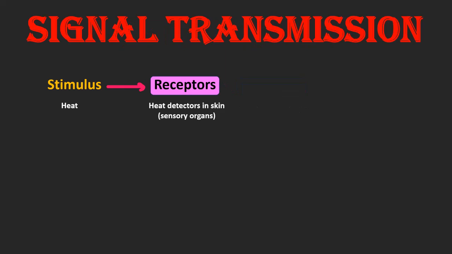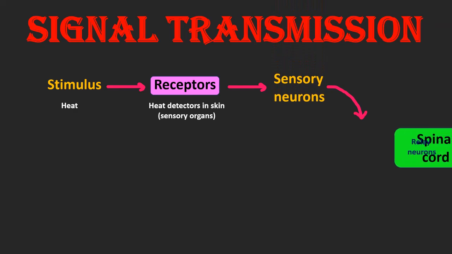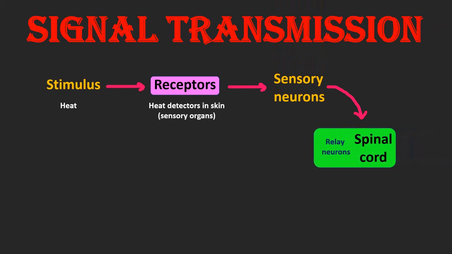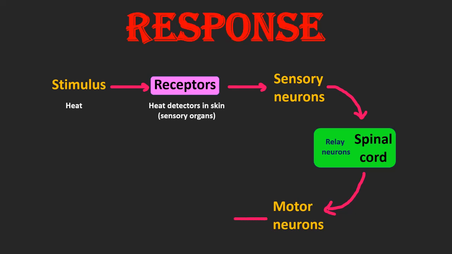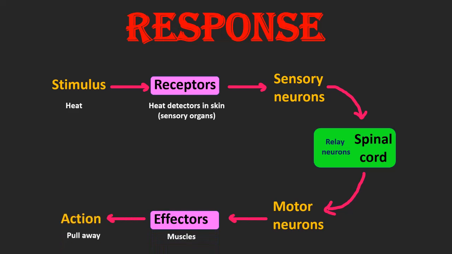Signal transmission. The sensory neuron, meaning afferent neuron, then sends this signal to a relay neuron within the central nervous system. Relay. The relay neuron passes the signal to a motor neuron, meaning efferent neuron. Response. The motor neuron carries the signal to the effector, which triggers an immediate response such as pulling our hand away from something hot or the knee-jerk reflex.